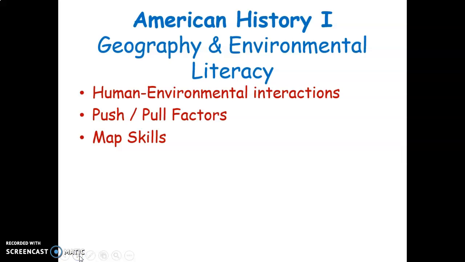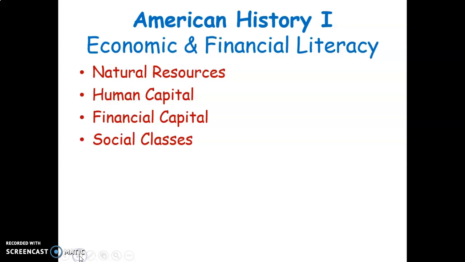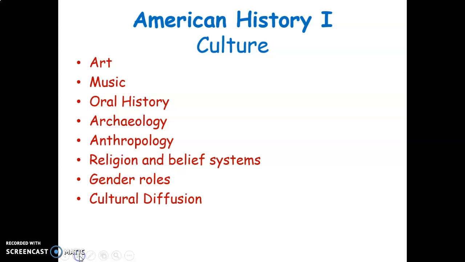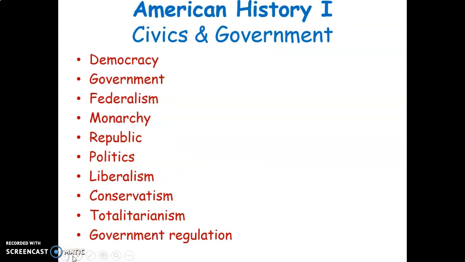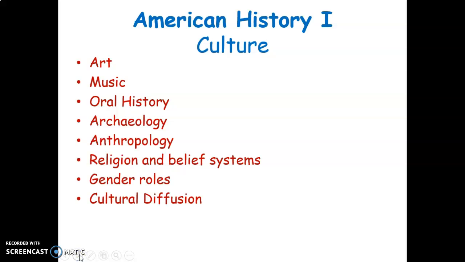Geography and environmental literacy, as you see, human-environment interactions, push-pull factors, which means what pushes people someplace, what pulls people to someplace, and map skills. Economic and financial: natural resources, human capital, financial capital, and social classes. So, things fast forwarding on me again. So, civics and government: democracy, government, feudalism, monarchy, republic, politics, liberalism, conservatism, totalitarianism, government regulation. These are all concepts related to civics and government.